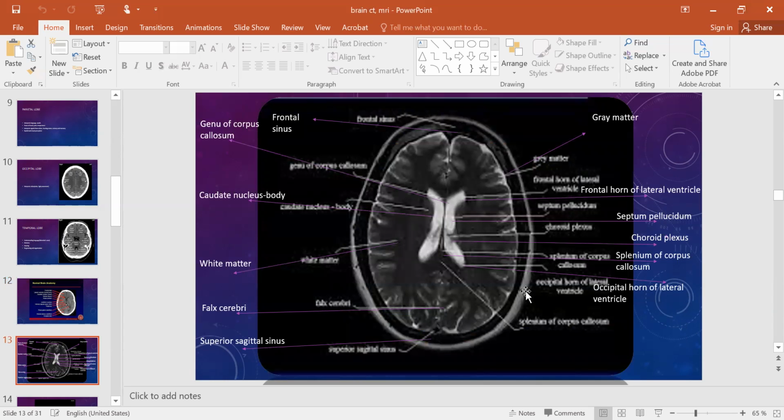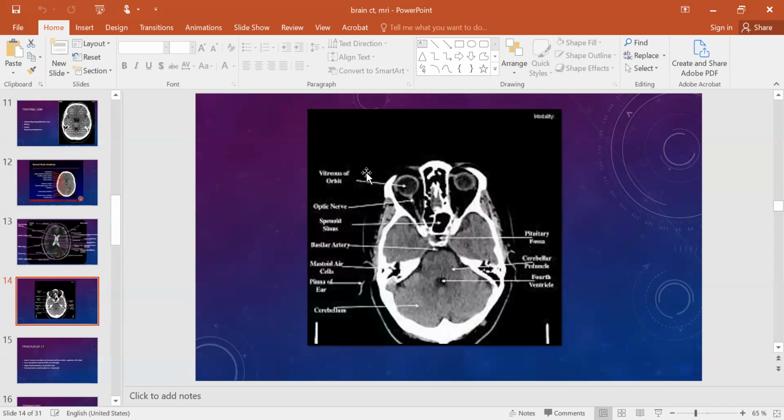Here, magnetic resonance imaging of the brain, axial plane. Here you see the two lateral ventricles. Here will be the occipital lobe, frontal lobe, and parietal lobe on both sides.